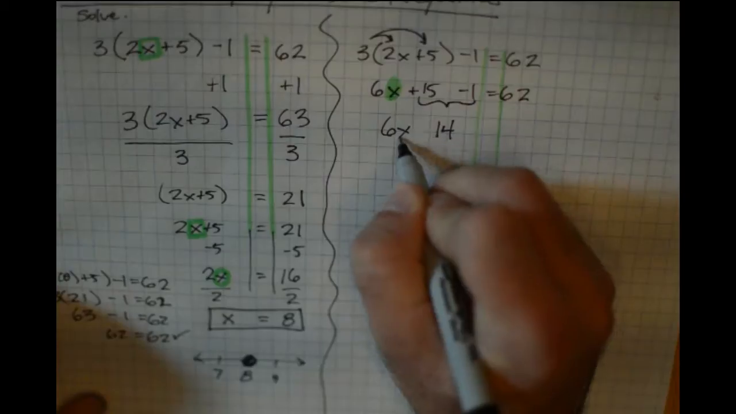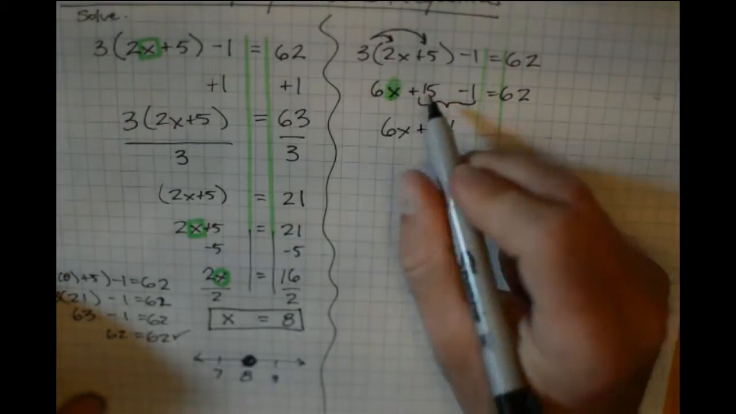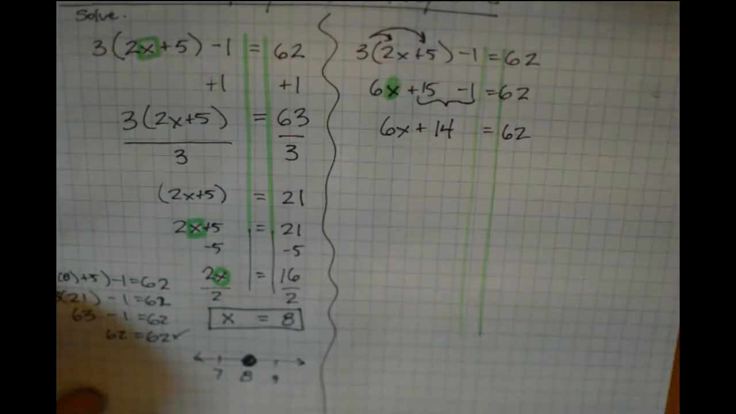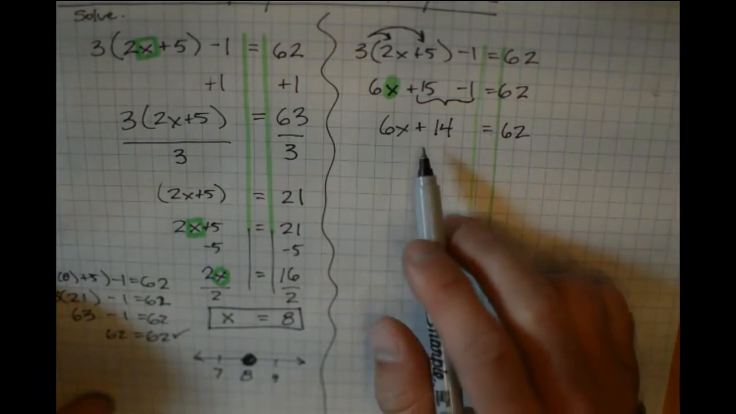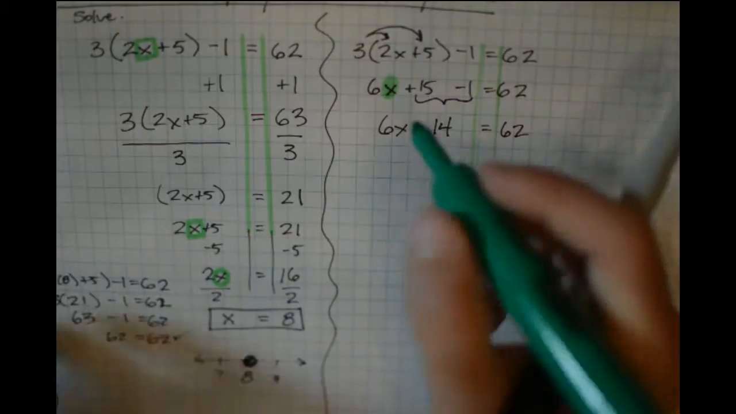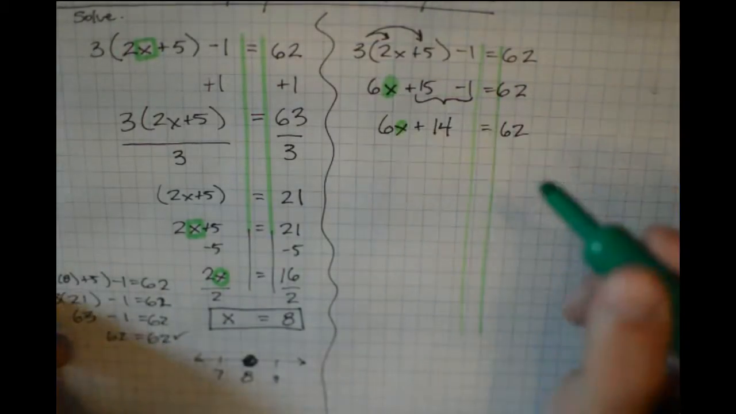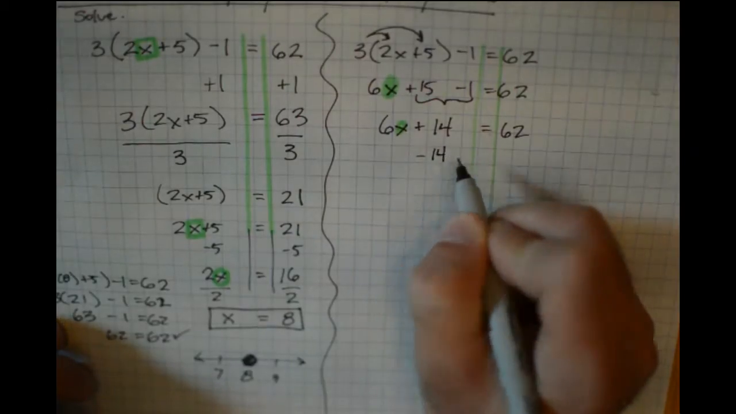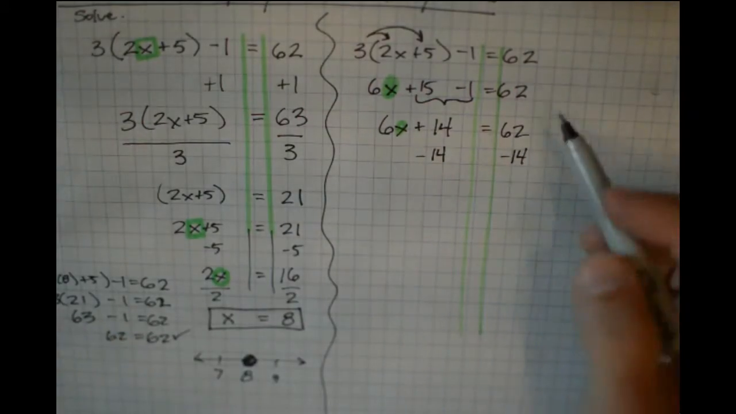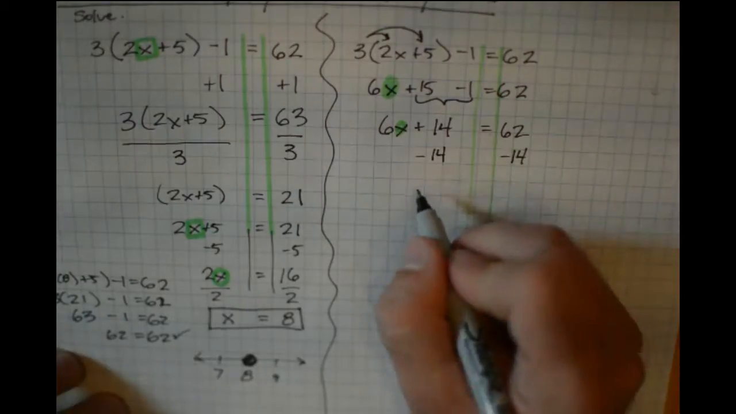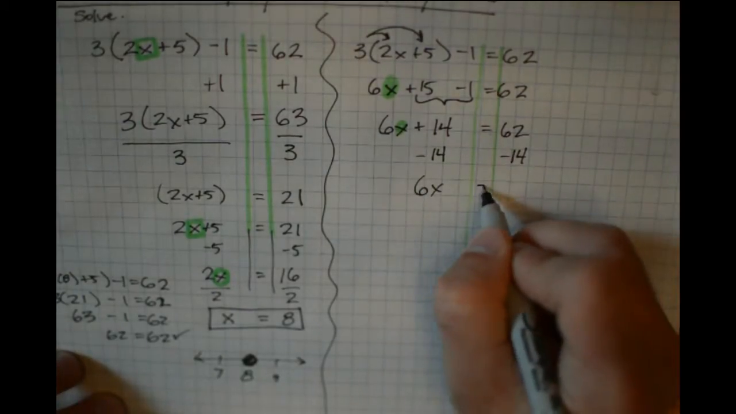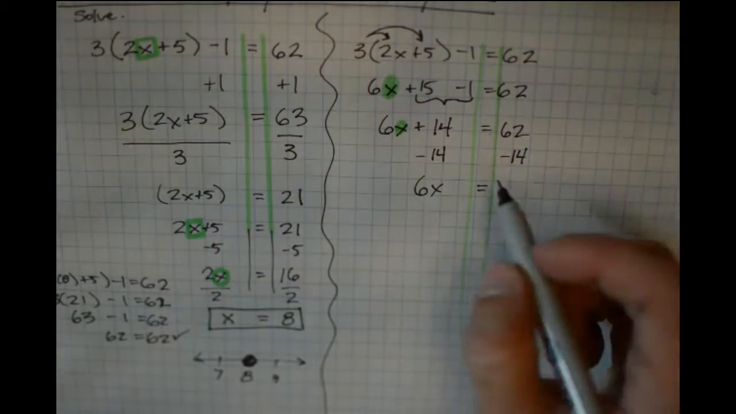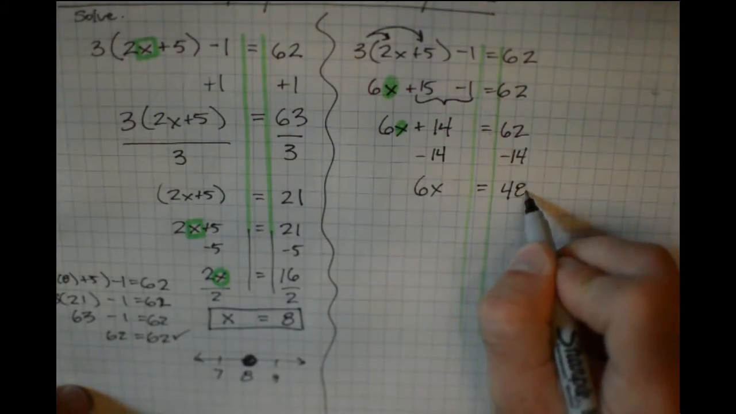Let's bring down that 6x. That's going to be positive 14 because the 15 is bigger and it's positive. Equals 62. Let's go ahead and get rid of that plus 14. Let's highlight that variable again. I've got that 6 and that 14. Well, the inverse of addition is subtraction, so let's go ahead and subtract 14. 14 minus 14 is 0, so I have 6x. Bring down the equals. 62 minus 14 is going to be, what is that, 48?